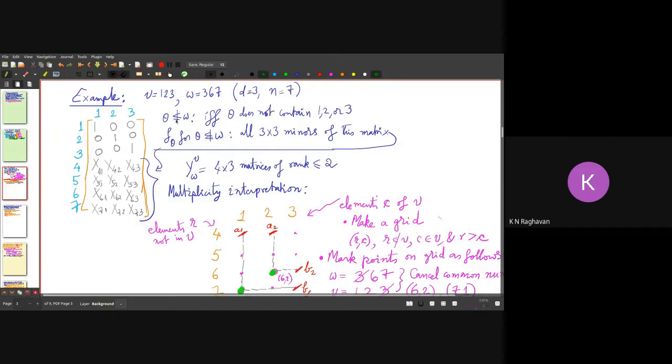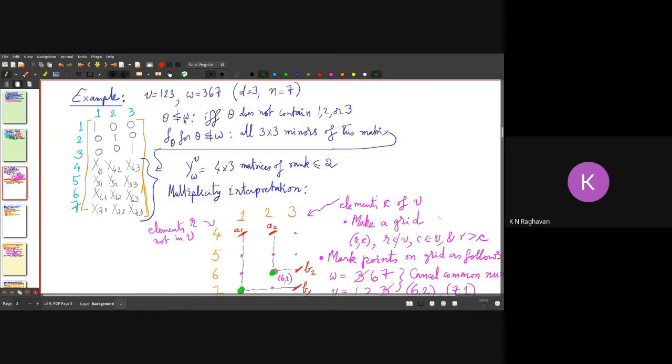Okay. So for example, let V equal 1, 2, 3, and W equal 3, 6, 7, with D equal to 3 and N equal to 7. These are the values I'm fixing of D, N, V, and W. In that case, here is my matrix of coordinates in which all the action is taking place. To get my YVW, I must look at all theta that is not less than or equal to W and look at all those f theta.